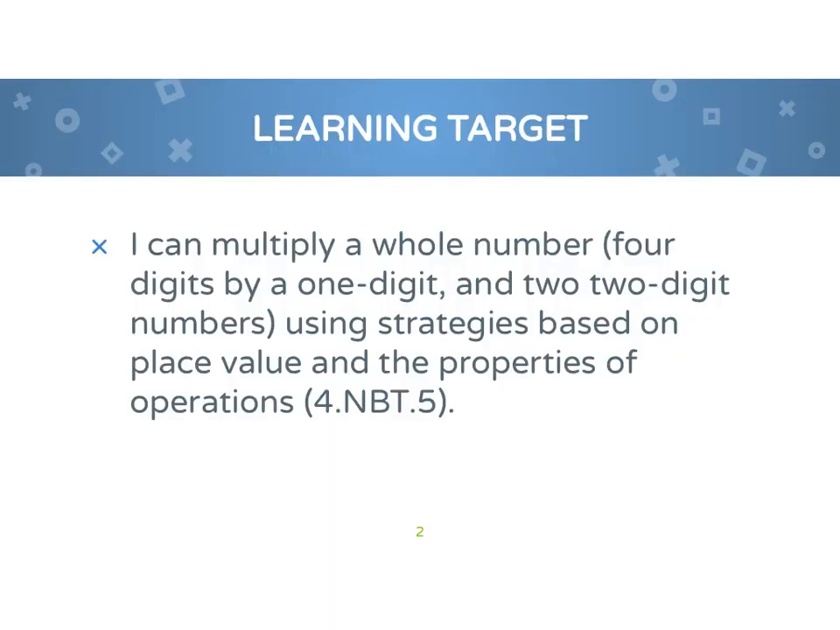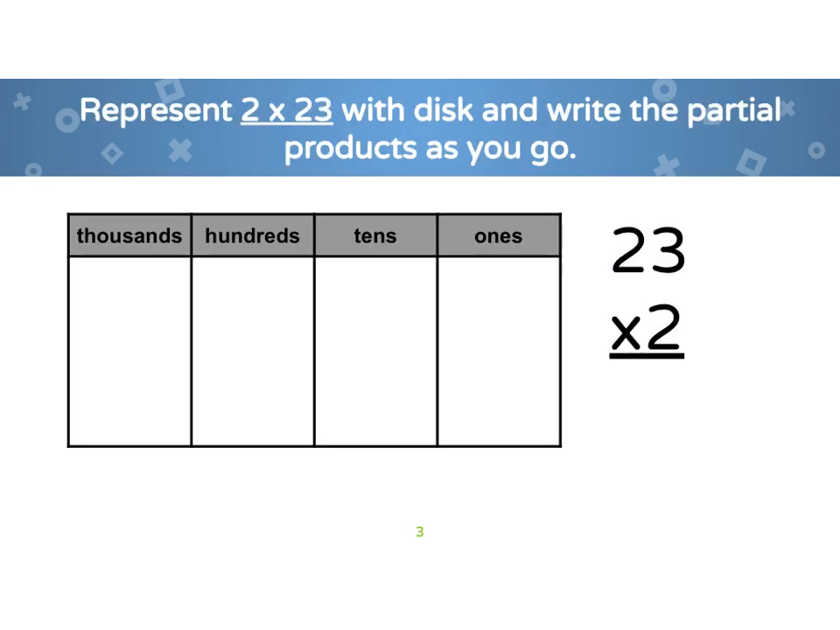Okay, this is our same learning target that we've been working on. We're just working on different strategies to really understand multiplication. Okay, so here we're going to represent 2 times 23. We're going to do it with disks, and then we're going to write the partial products as we go. Now, you've done disks, but you've never done partial products, so I'll step you through this.